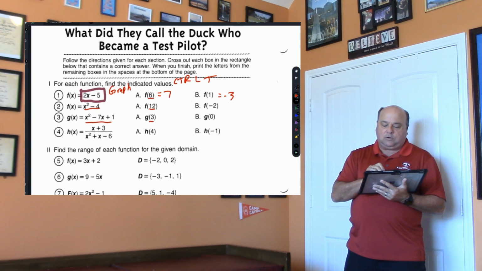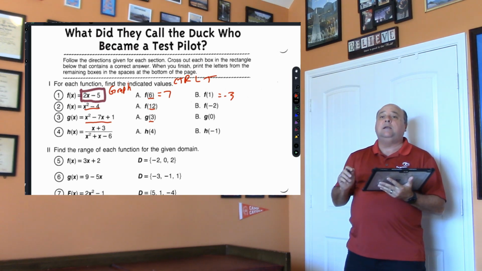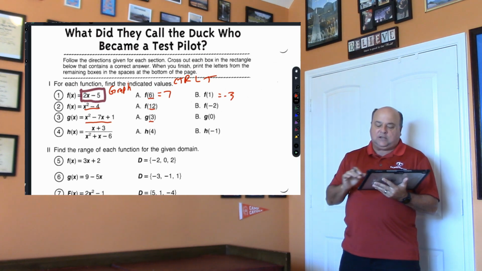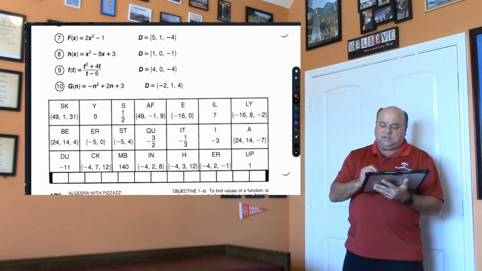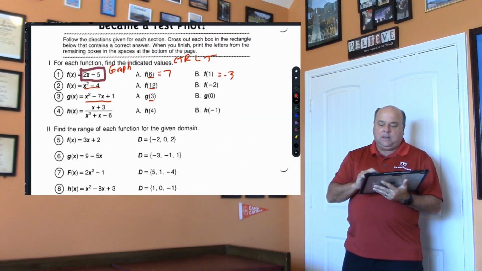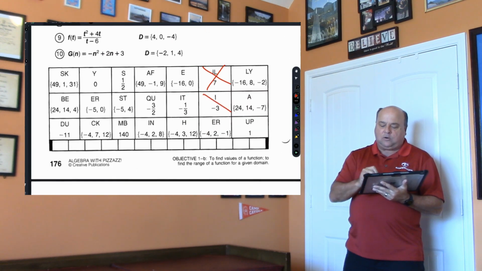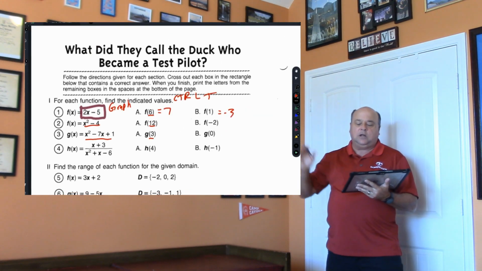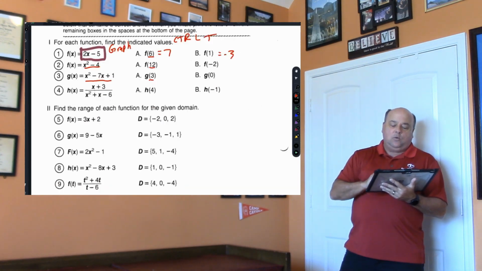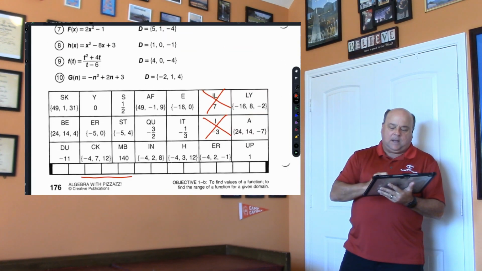Follow the directions given and cross out each box in the rectangle below that contains a correct answer. When you finish, print the letters from the remaining boxes. So every time you get an answer, you're going to cross it out. So I have 7, I'm going to cross it out. Then I'm going to go up here, -3, I'm going to cross it out. So you're going to go through and cross out all the ones. Whatever's left goes down at the bottom.